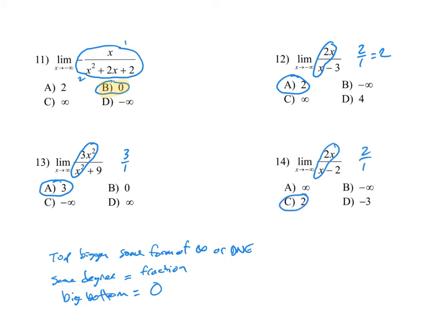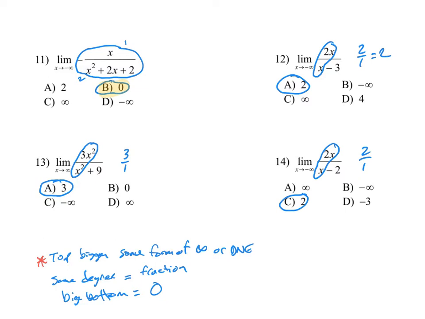So nothing out of the ordinary on these four problems. I didn't even have to use some number over 0 to try and figure out if I was going to positive, negative, infinity, or does not exist. In 11 through 14, you use the rules. If they're equal, make the fraction. If the bottom's bigger, it goes to 0. So far, so good.